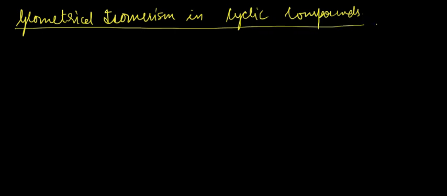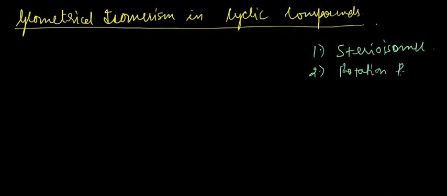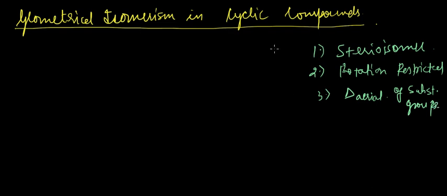I hope you remember the three conditions which I wrote in the last lecture about geometrical isomerism. First, it has to be a stereoisomer; then it has to be rotation restricted; and third, there has to be a difference in areal distances of substituted groups. Please remember these three. Now let's take some examples on the same.